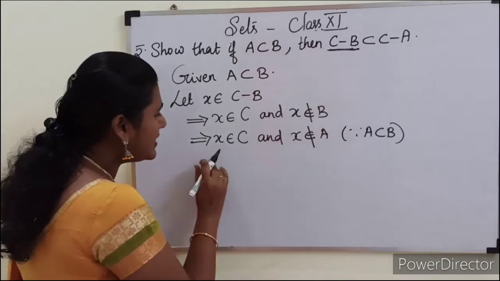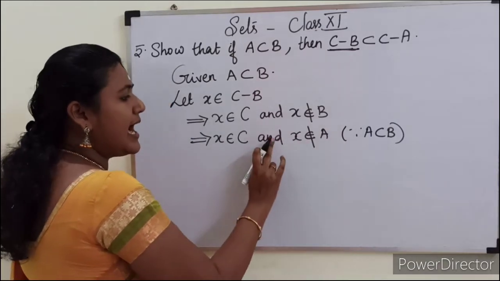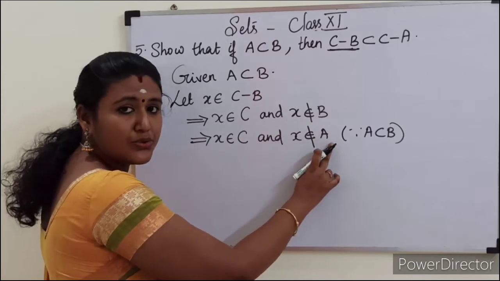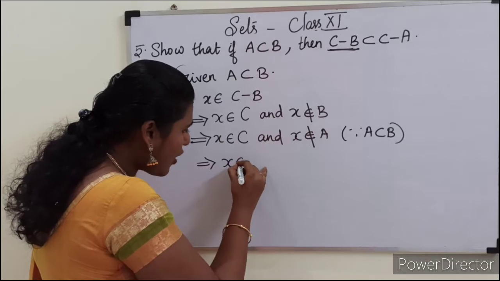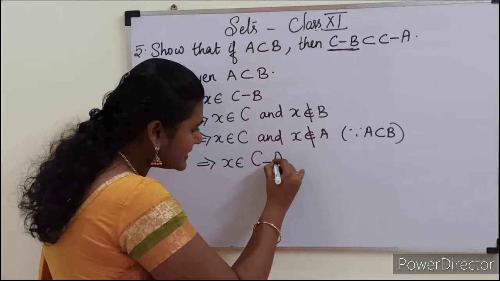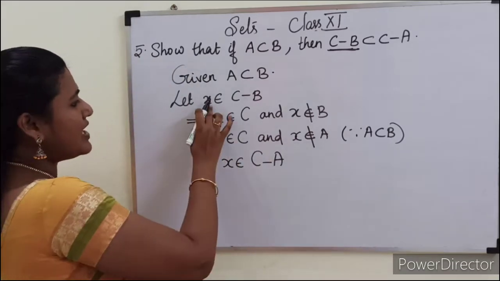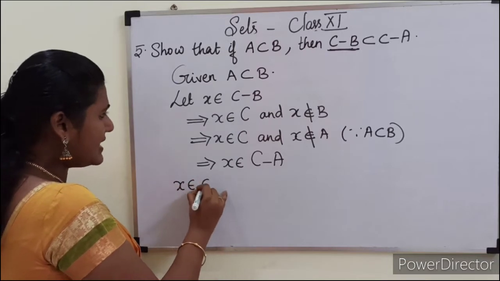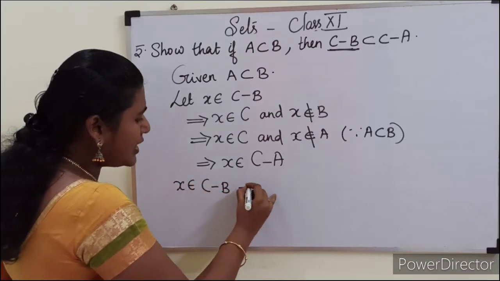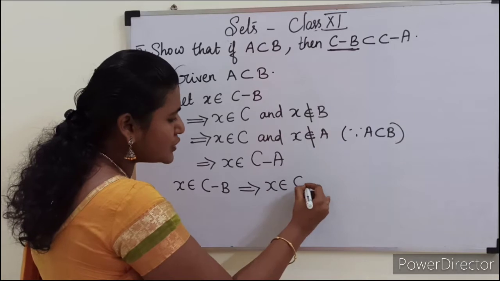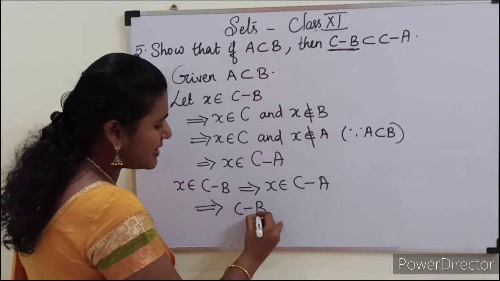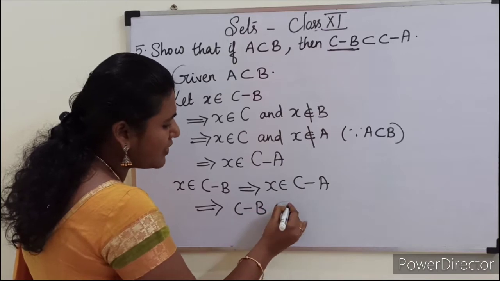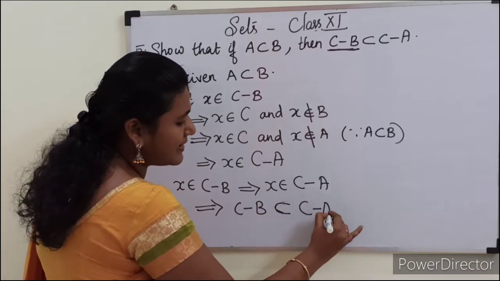Now what we got here is x belongs to C and x does not belong to A. So what is its meaning? This is nothing but x belongs to C minus A. So we started with an element in C minus B and we got the same element belongs to C minus A, which implies we can write C minus B is a subset of C minus A.